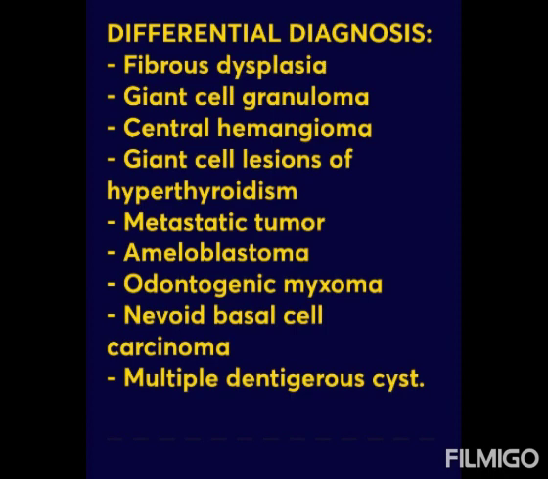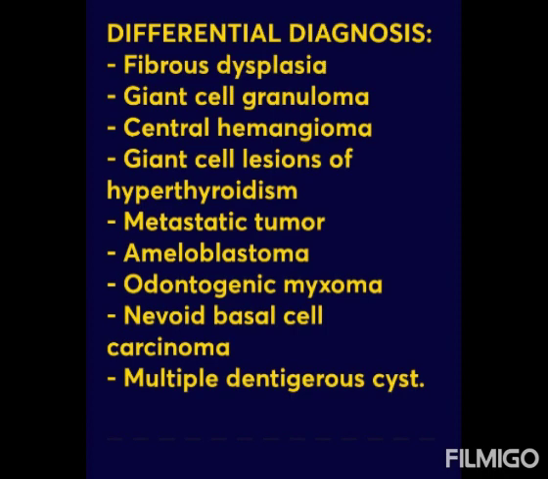And central hemangioma has localized gingival bleeding and pumping tooth syndrome. In central hemangioma, localized gingival bleeding is present. And giant cell lesions of hyperthyroidism are not bilateral and can be differentiated by abnormal blood chemistry level because of hyperthyroidism. And next, metastatic tumor is seen in an older age group as compared to cherubism, because cherubism affects children.